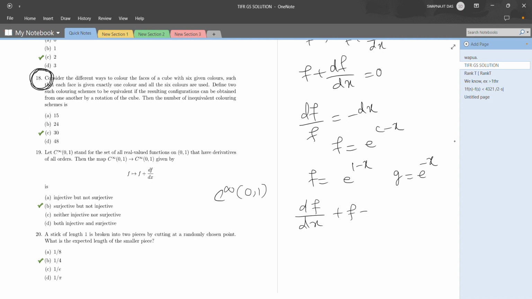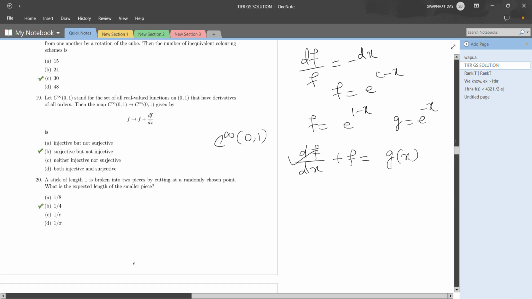you have a C infinity function, right? That means you will always find a solution of this linear ODE. This comes from the existence of solution. Hence, it is surjective but not injective. Okay.